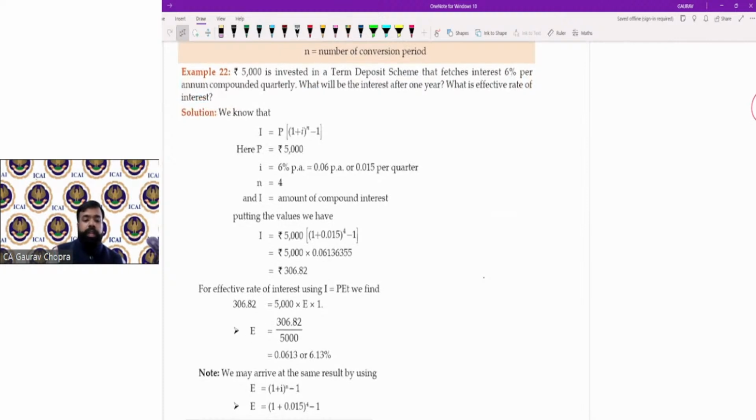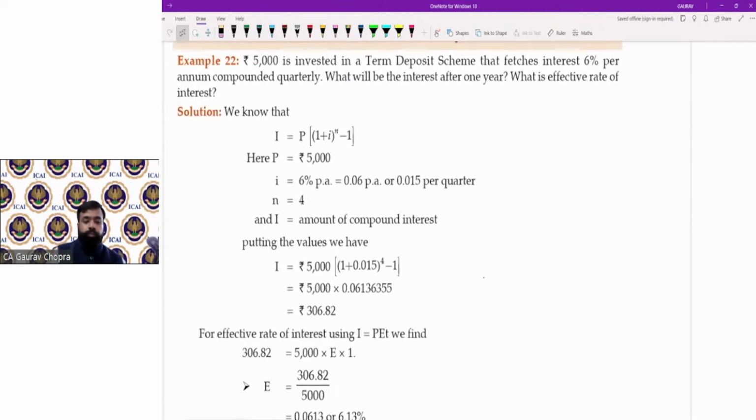Let us try example number 22. Rupees 5,000 is invested in a term deposit scheme that fetches interest 6% per annum compounded quarterly. So compounding is done quarterly. Now, what will be the interest after 1 year? And what will be the effective rate of interest? So these are the two questions. First is the interest and second is the effective rate. These two things we have to calculate.